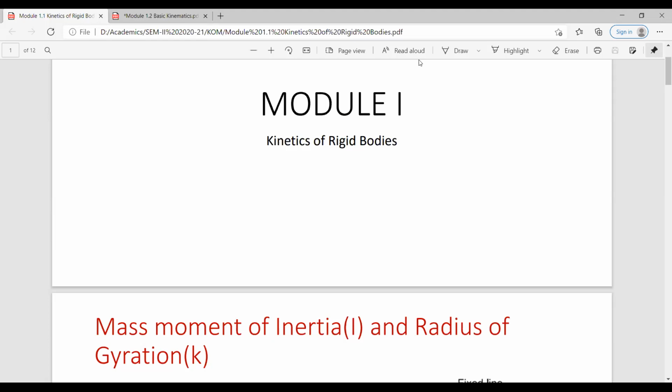Inertia of any object, any component which is made of mass, or any object, a car, a car is also an object, yourself is also an object. So what is inertia?